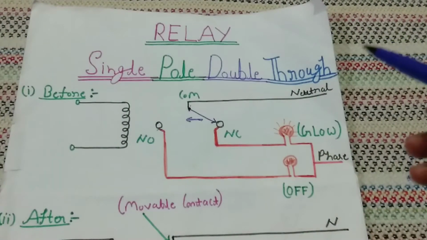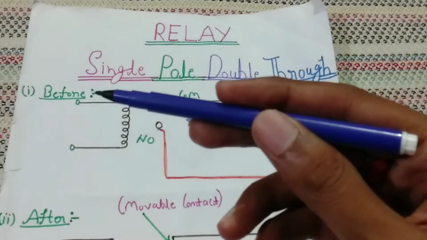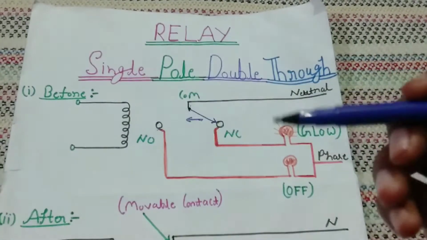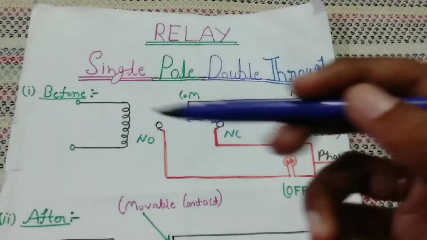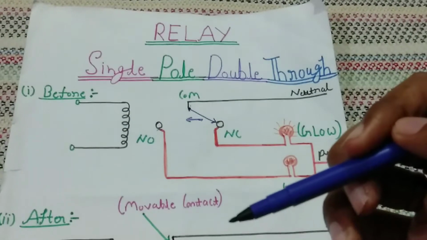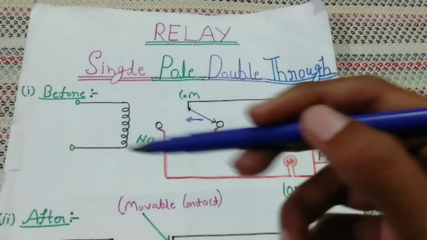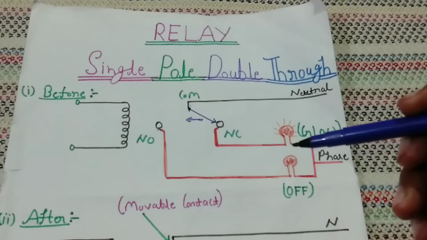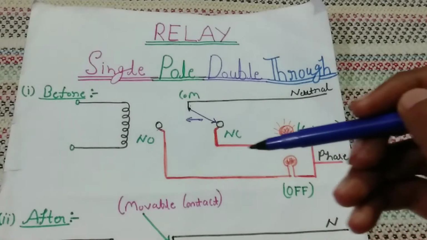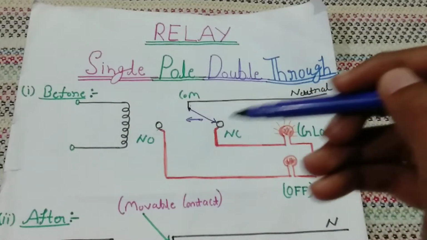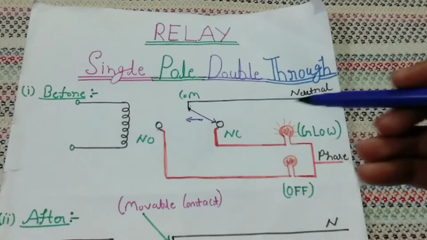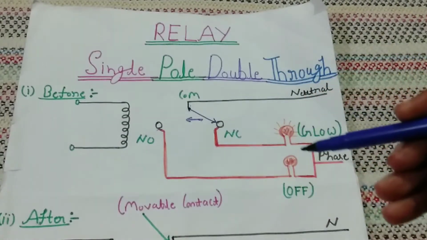Now here we are considering two conditions, before and after. So first of all, we discuss the before condition. In the before condition there is no voltage applied between these terminals. These two bulbs are connected to the same phase, and this terminal is connected to the normally closed terminal via this common pole to this neutral. The path is like this.